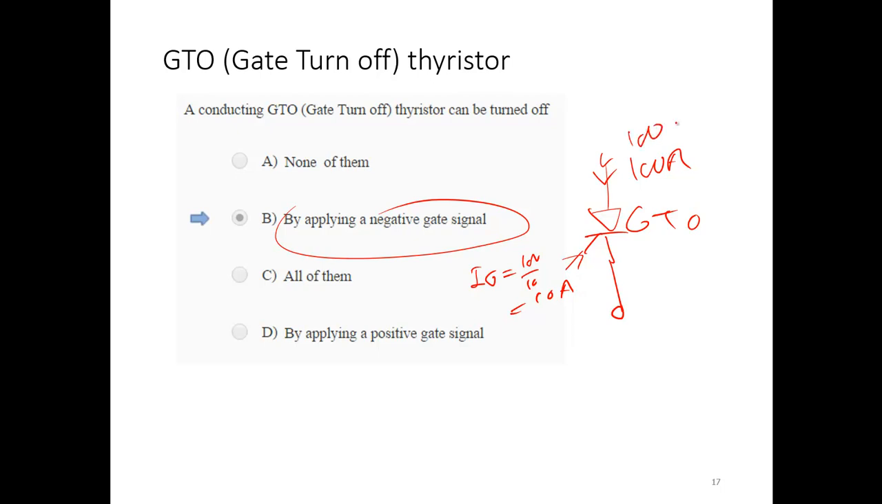Think about it. If this is a 1000 amps GTO, then you need 100 amps of gate current, IG. From where do you get 100 amps? That's the problem with GTO turning off. It needs a special type of gating circuit, either a capacitor type or just a surge of current to turn it off. Theoretically you can do it with a negative gate signal, but it has to be a large amount, so you need different techniques there.